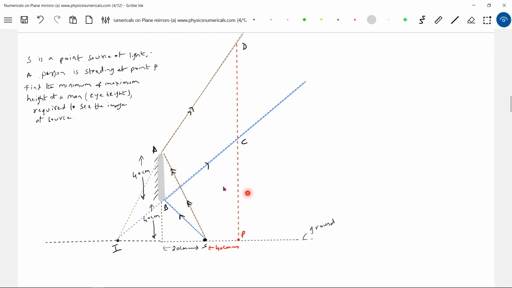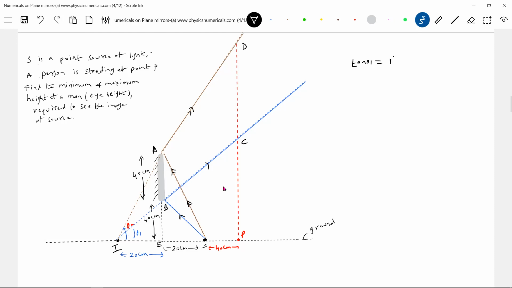For that, what all we know: this is 20 centimeter, this is 40 centimeter. Length of the mirror is how much? 40 centimeter. So what can be this height? This is also 20 centimeter. Okay, take this angle as theta 1. This bigger angle, let it be theta 2. Okay, directly from the triangle, tan theta 1. So B, A, C, D, call this E.